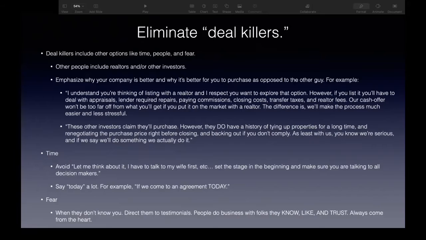If we come to an agreement today, so if we can do it today, say it a lot, subconsciously they'll move today as opposed to the next day. Fear, eliminate fear. When people have fear, it is because they either don't know you, they don't like you, or they don't trust you.